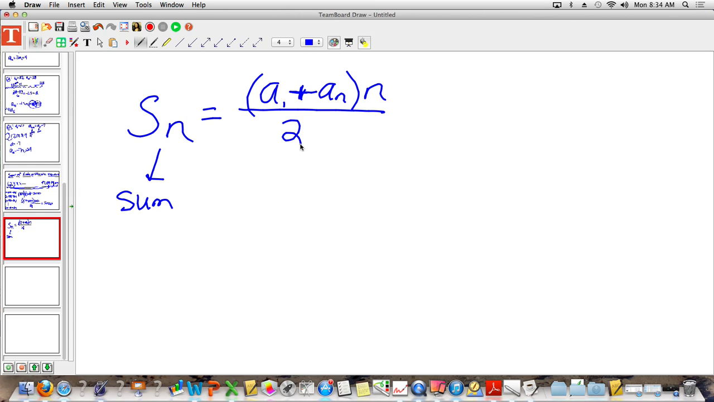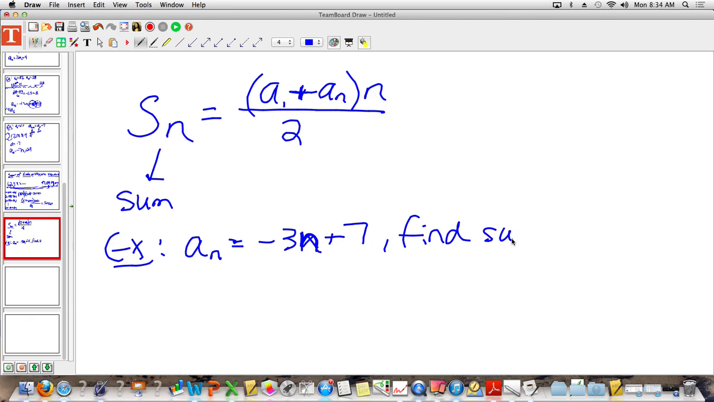All right, so let's do an example. I'm going to give you a rule. a sub n is equal to negative 3n plus 7, and let's find the sum of the first, how many terms do you want to add together? 99. The first 62 terms I heard.